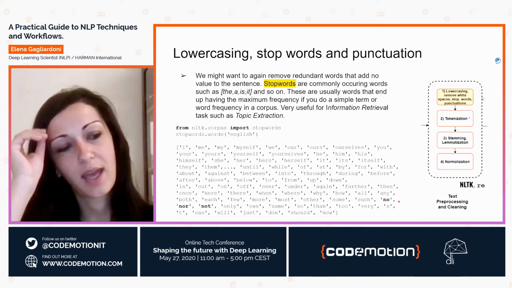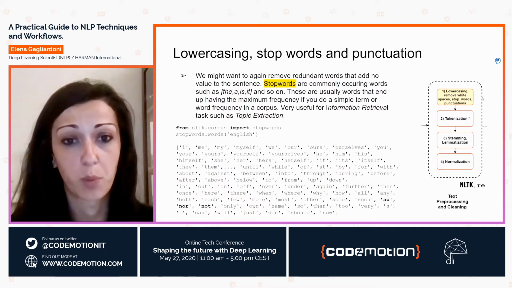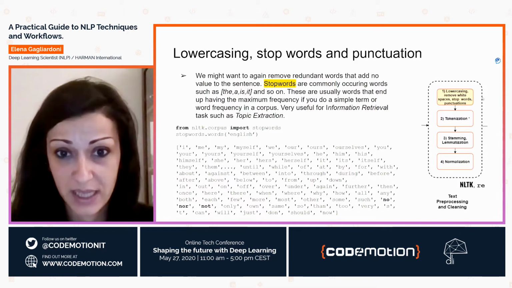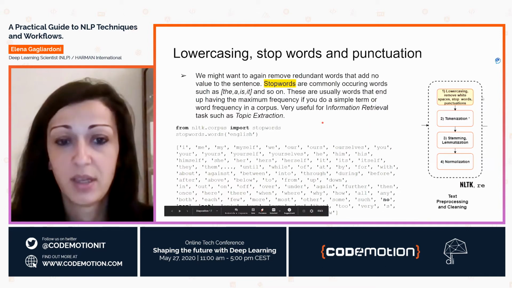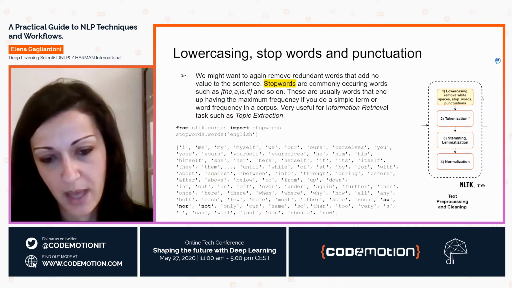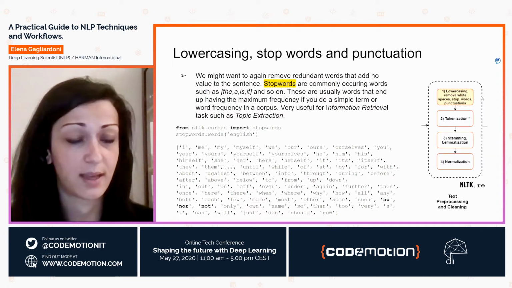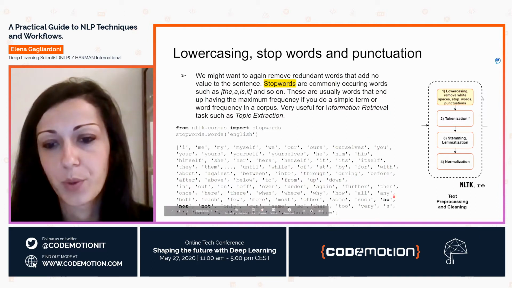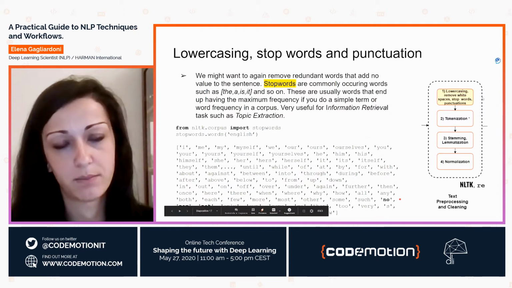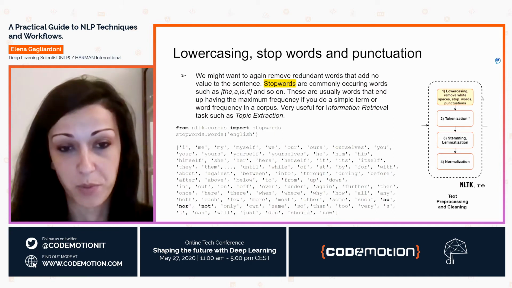Another time, you have to ask yourself if stop words are important for your application, because, for example, if you want to create a topic extraction, stop words are not very important, so you can remove them. But if you want to create a sentiment analyzer, well, if you remove the negation, maybe it could be a problem.